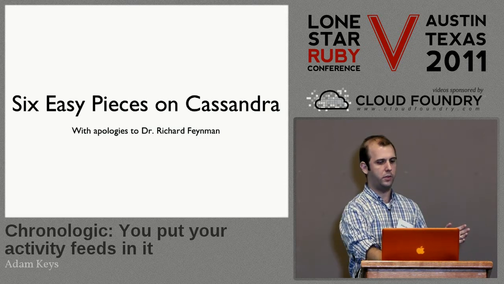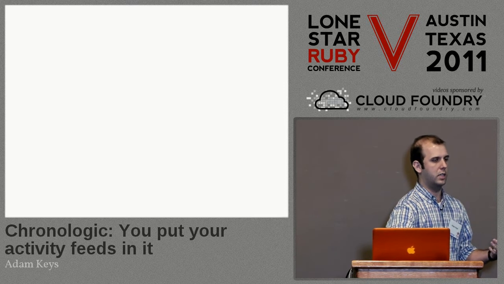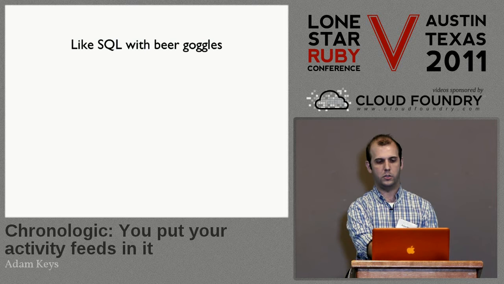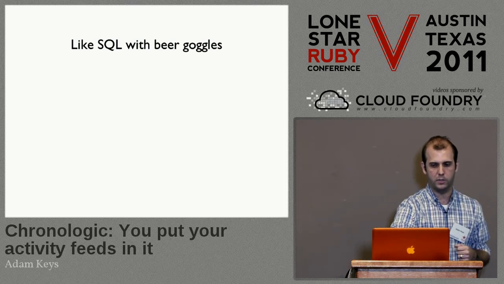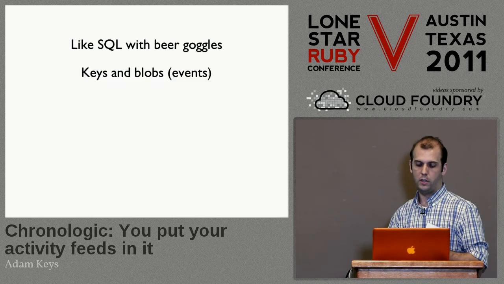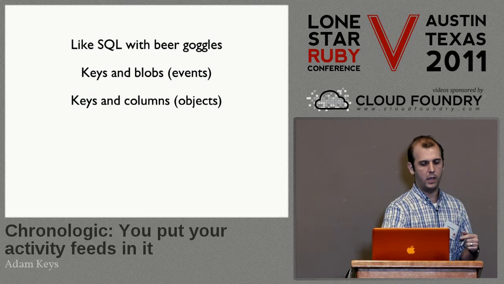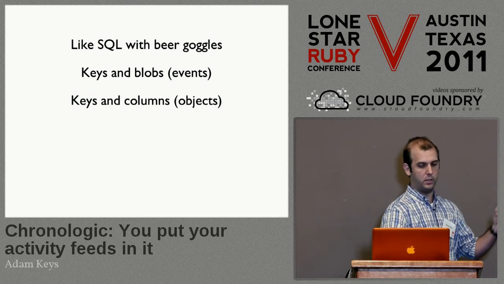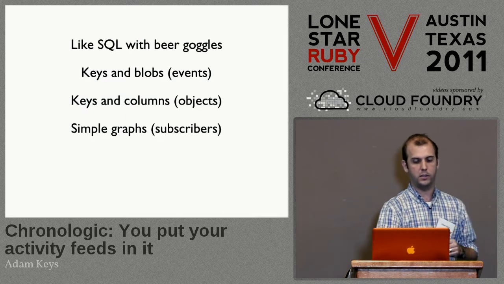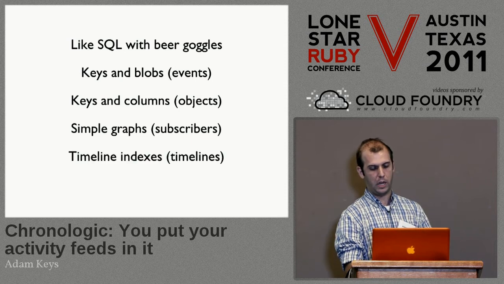I'm just going to try and fly through this just to explain what Cassandra's data model looks like, and this is actually the way that Chronologic stores some data. So our pieces are going to be showing that Cassandra is like SQL with beer goggles, how to store keys in blobs like Memcache. We do this for events. How to store keys in columns like hashes in Redis. This is how we store objects that events reference. Simple social graphs. This is how I store how people subscribe to events.